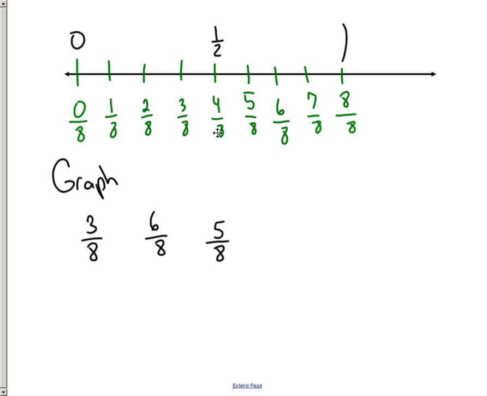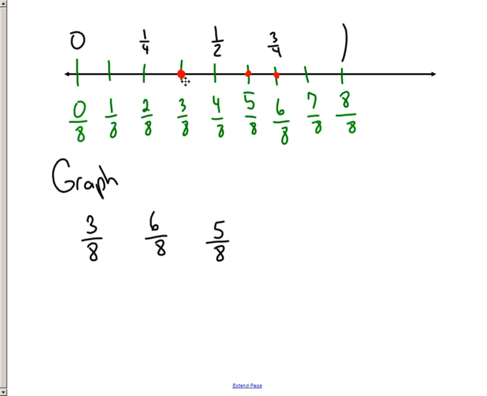Do you notice that 4/8 simplifies down to 1/2? Do you notice that 2/8 simplifies down to 1/4? And it takes 2/4 to equal 1/2. And then here's 6/8, so that would be 3/4. So here's your normal number line. And they're saying, hey, can you go graph these? Well, here's 3/8 right here. 6/8 is the same as 3/4, and 5/8 is right here.